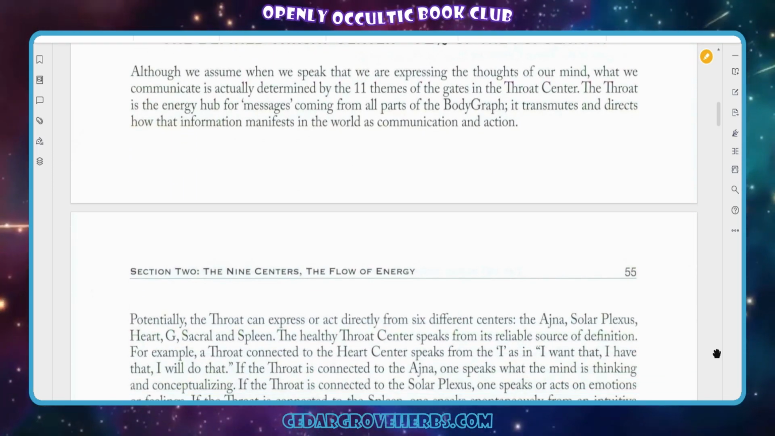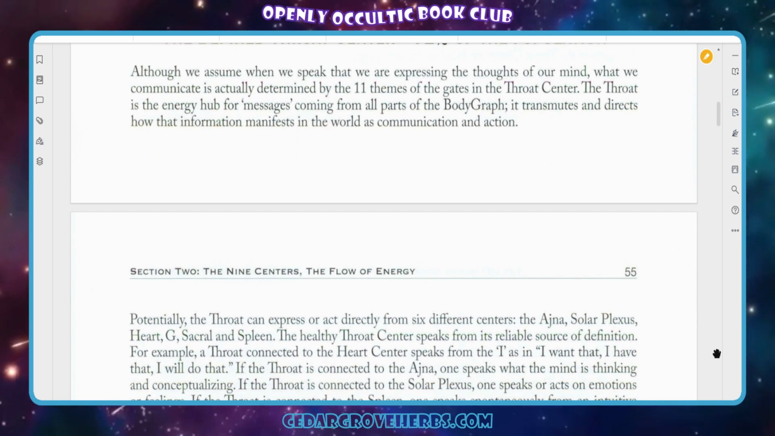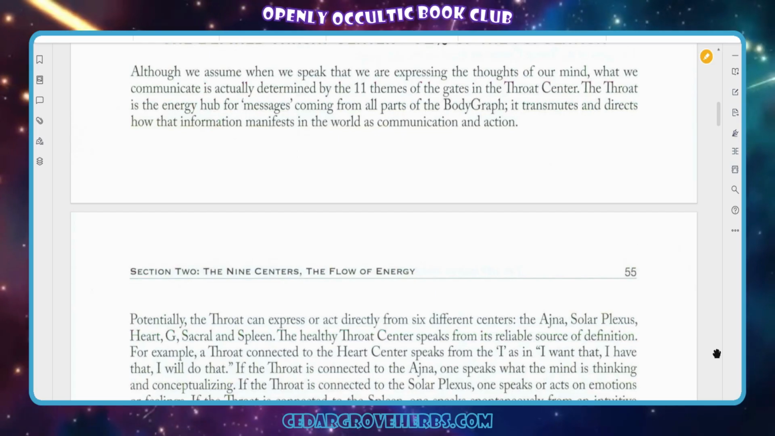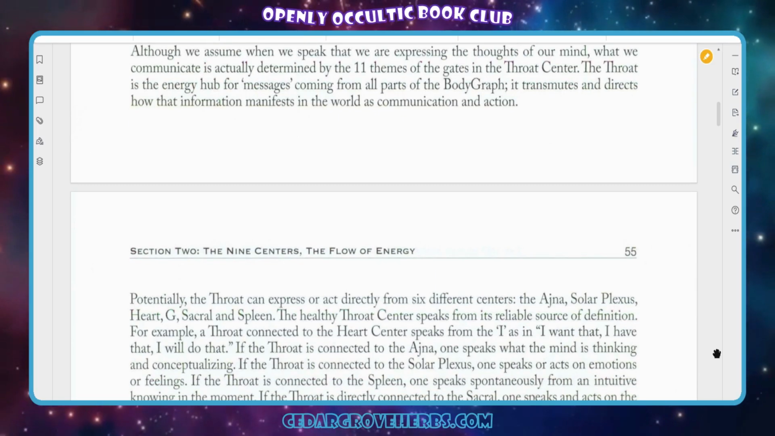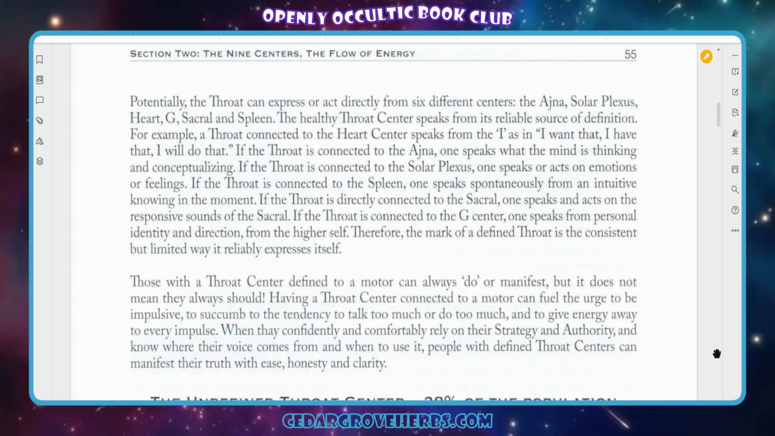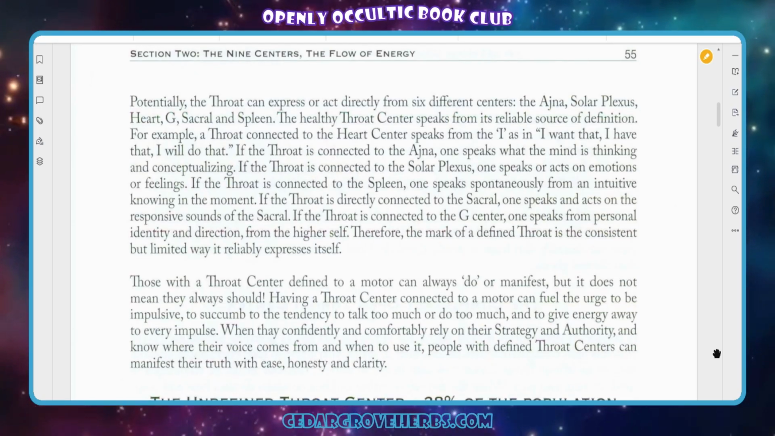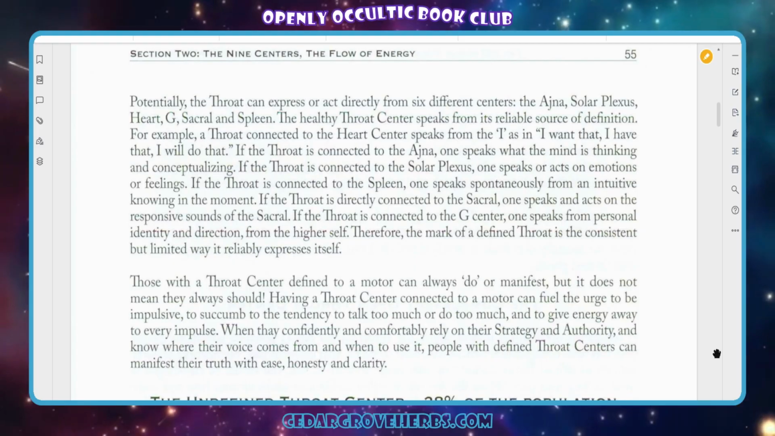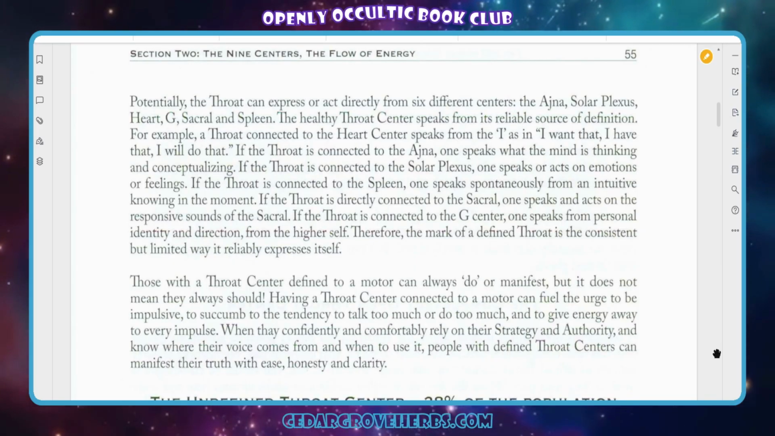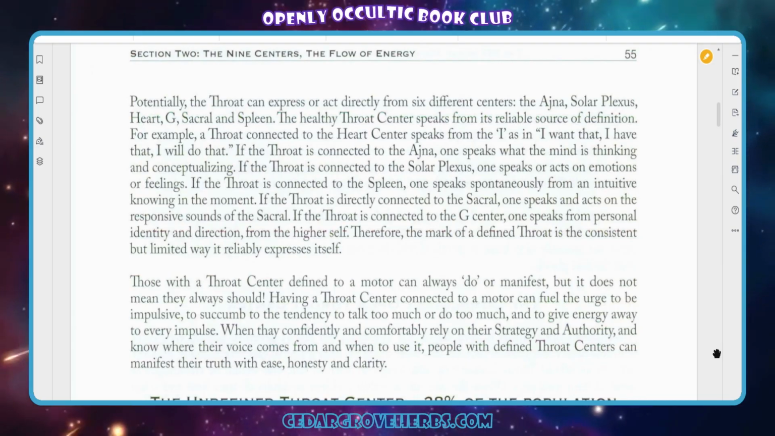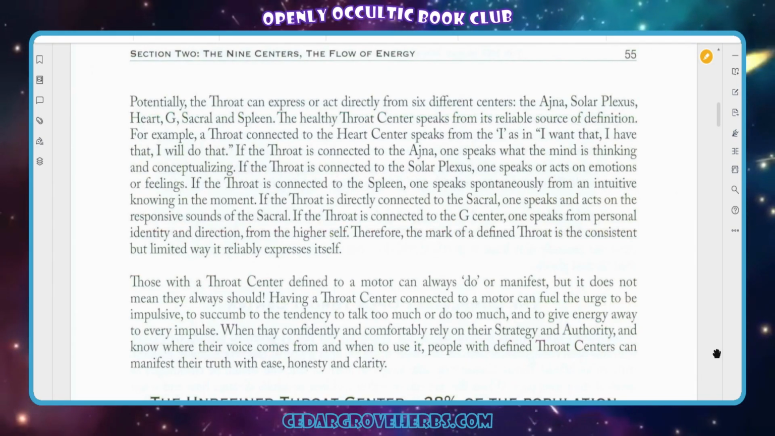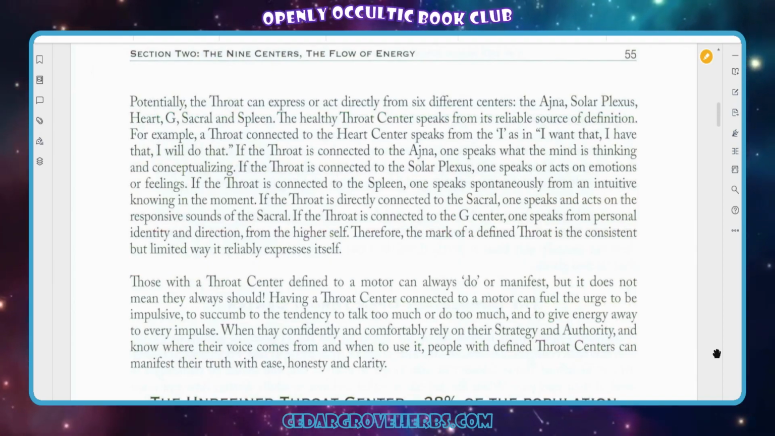So the throat is the energy hub for messages coming from all parts of the body. It transmutes and directs how that information manifests in the world as communication and action. Potentially, the throat can express or act directly from 6 different centers: the ajna or third eye, the solar plexus, the heart, the G center, the sacral center, and the spleen. The healthy throat center speaks from its reliable source of definition.